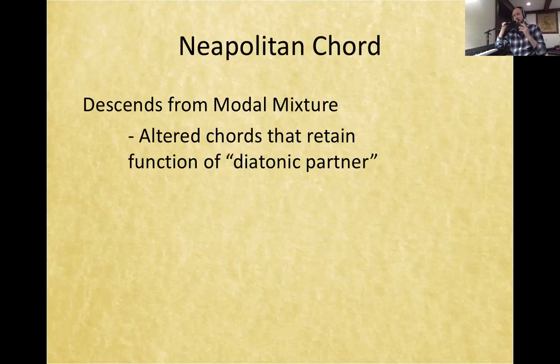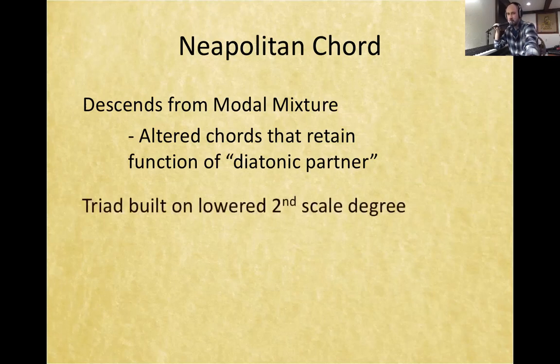Even though it's going to have this crazy name, Neapolitan, it's not that different from these ideas of modal mixture, where we're just changing a little bit about it. We're not drastically and dramatically altering the function of the chord. So that's one of the ways that it's connected to modal mixture. There's a little bit more to it than that, as we'll see.